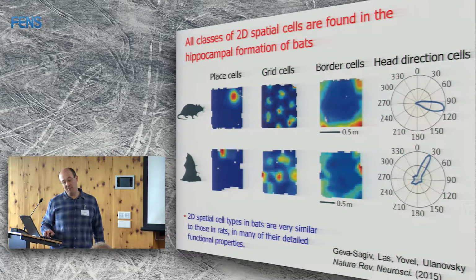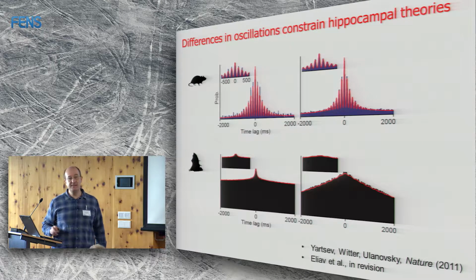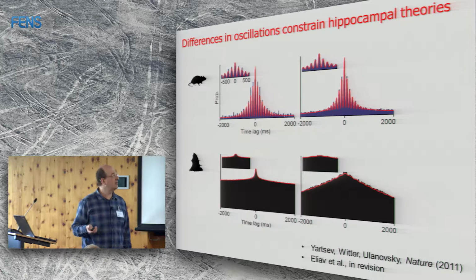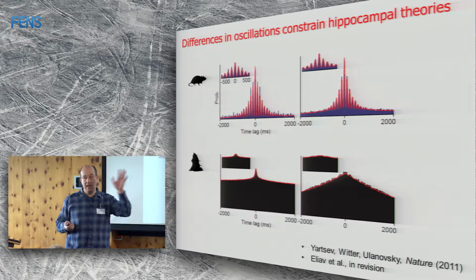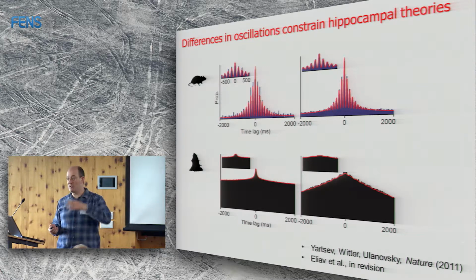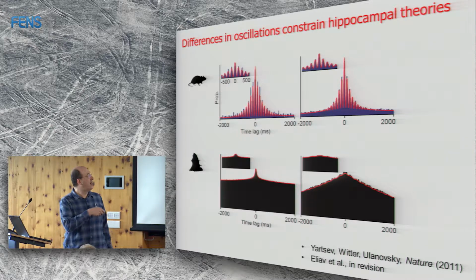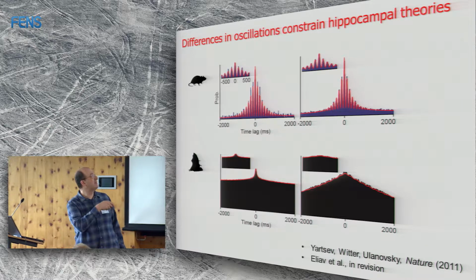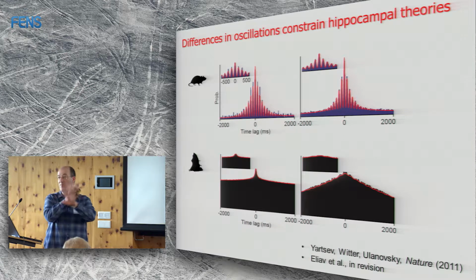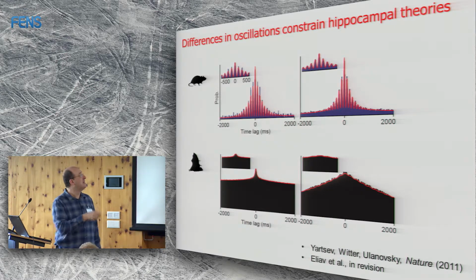And many of the properties were similar. There were some differences, and maybe the most dramatic difference is in theta oscillation. So I already mentioned that in the rodents, as they're running around, they have this 8 Hertz oscillation. If you look at a couple of neurons, in this case the autocorrelation of the spike train of 2 neurons in the rat, this is from the Moser lab, you see this very clear oscillatory pattern at about 8 Hertz. You do the same thing for the bat, it's really flat. So very, very different.